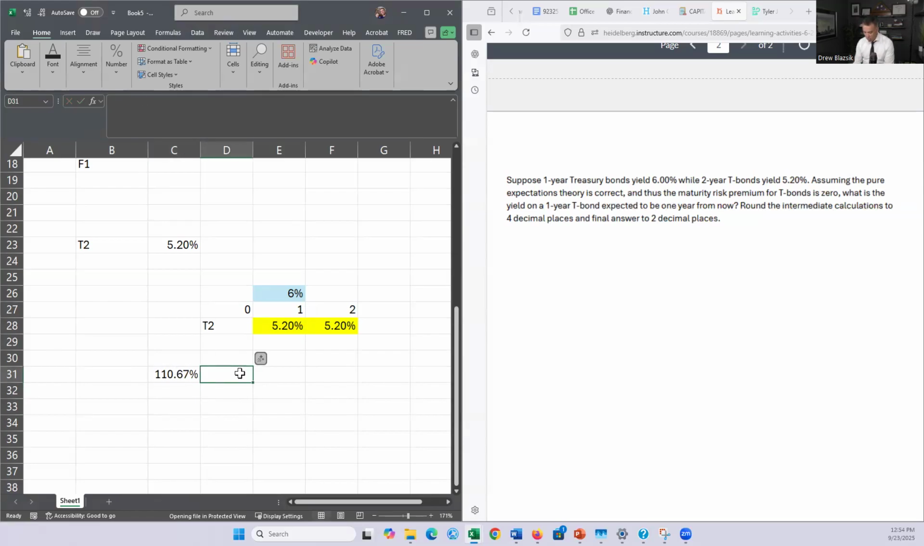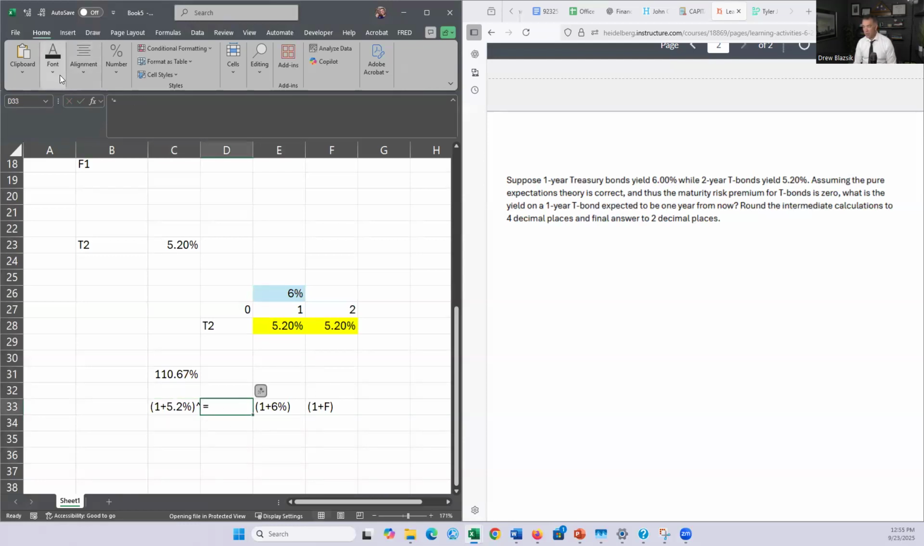That would equal 1 plus 6%. I'll just write it out this way so we can see it. Times 1 plus, and I'm going to put an F there for the forward rate. If I drag that down, let's put it this way. So that's 1 plus, and this is the 2-year treasury, 5.2%. Close it up, but that's to the power. Remember, it happens for 2 years.